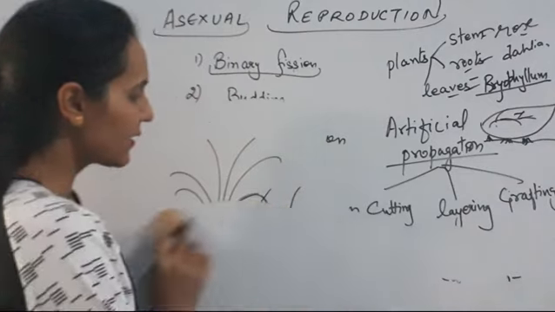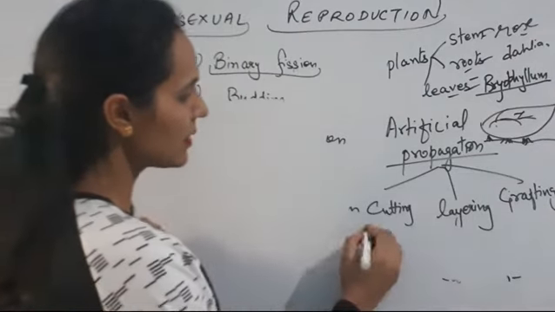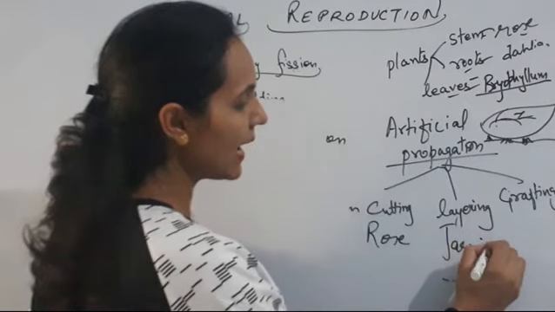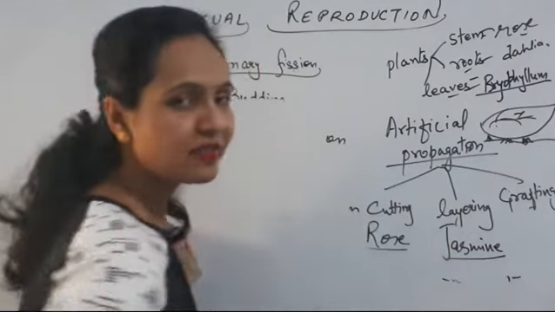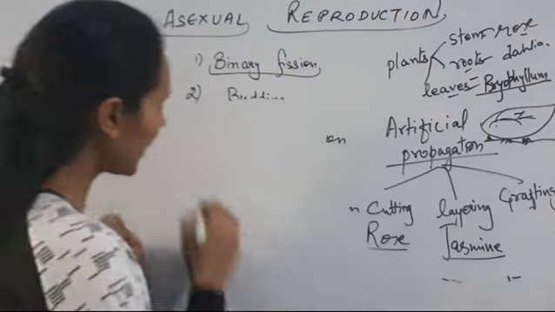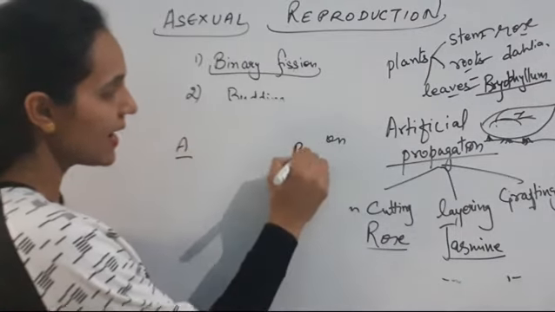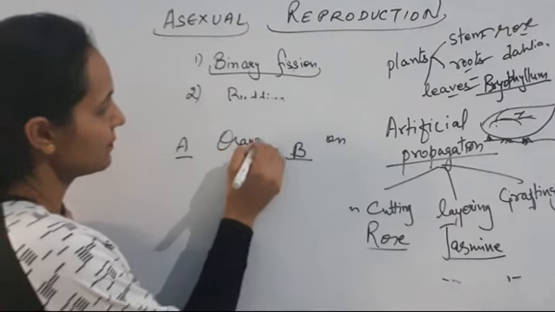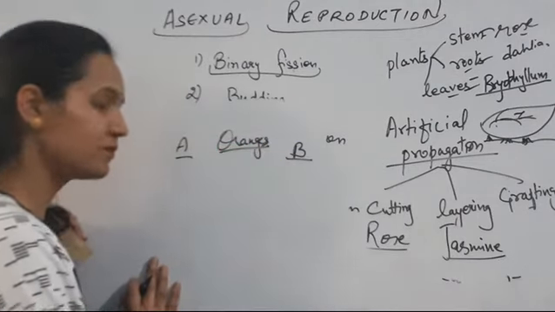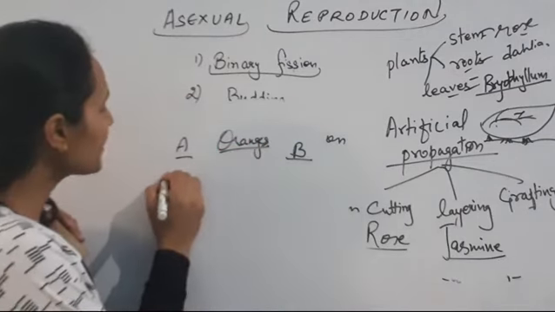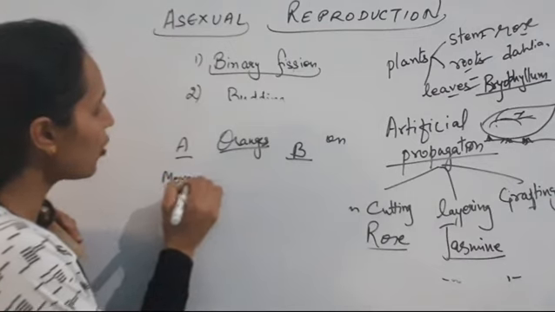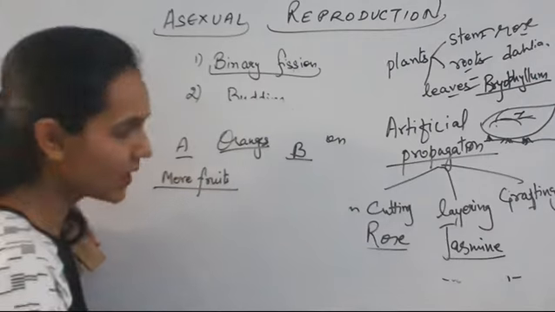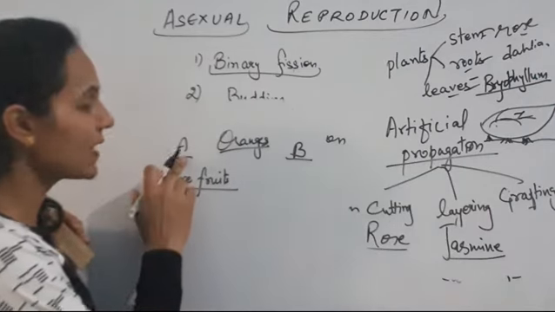The next thing is grafting. Cutting occurs in rose and layering occurs in jasmine. And the next is grafting. Suppose there are two plants, okay? I named the first A. The second one is B. I'll take the example of oranges. Plant A basically produces more fruits. The oranges produced by this plant are more in number. Clear? So more fruits are produced by plant A.